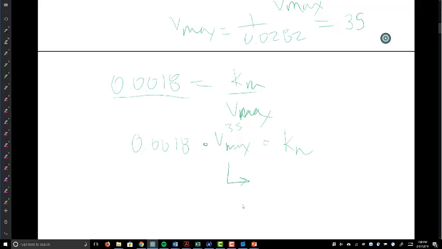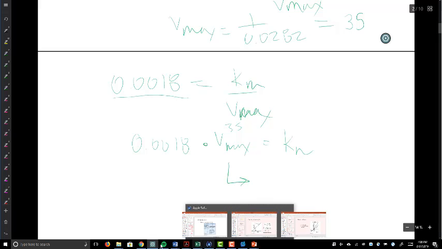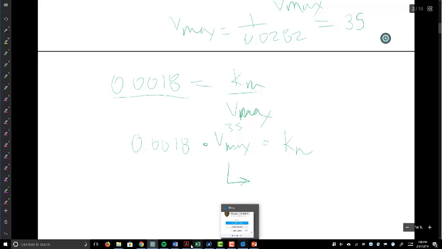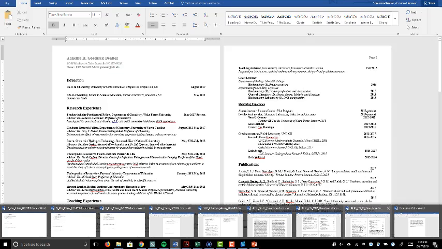Yeah, and so you could also totally predict the Km too. And so if we were to look at that table, what would we predict our Km to be?